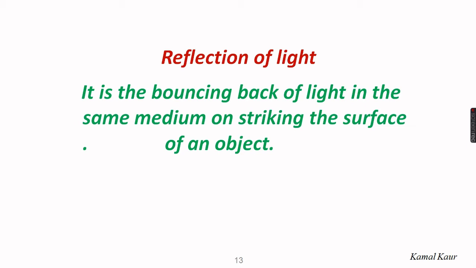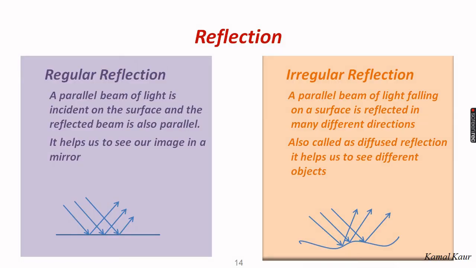Depending upon the type of the surface, this reflection can be of two types. If the surface on which light rays are falling is smooth, then regular reflection occurs. If the surface is rough, then irregular reflection occurs. In regular reflection, a parallel beam of rays falls on a surface, and after reflection they are still parallel to one another. But in irregular reflection, a parallel beam of rays falls on a surface, but after reflection they get scattered in different directions. That is why this reflection is also called diffused reflection. With the help of regular reflection, we can see our image, and with the help of irregular reflection, we can see different objects.